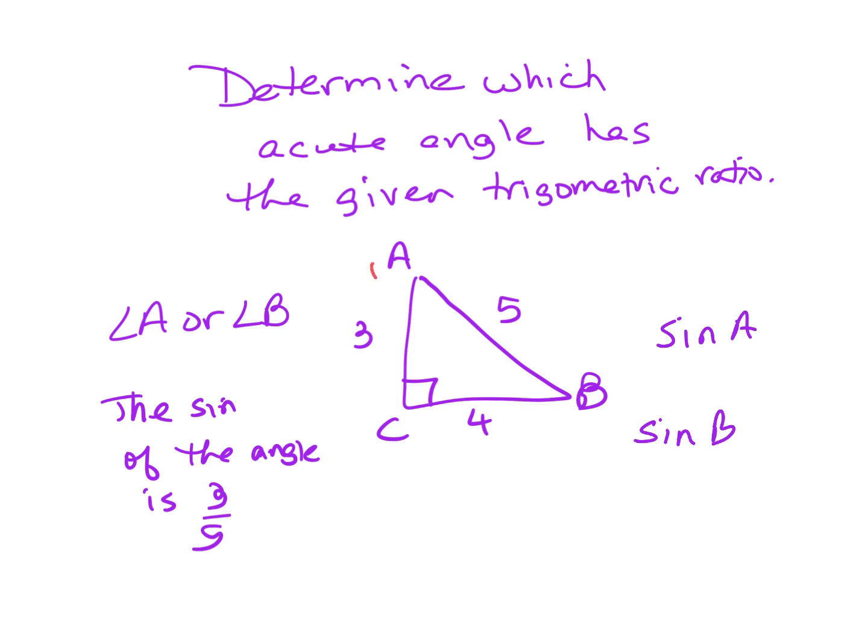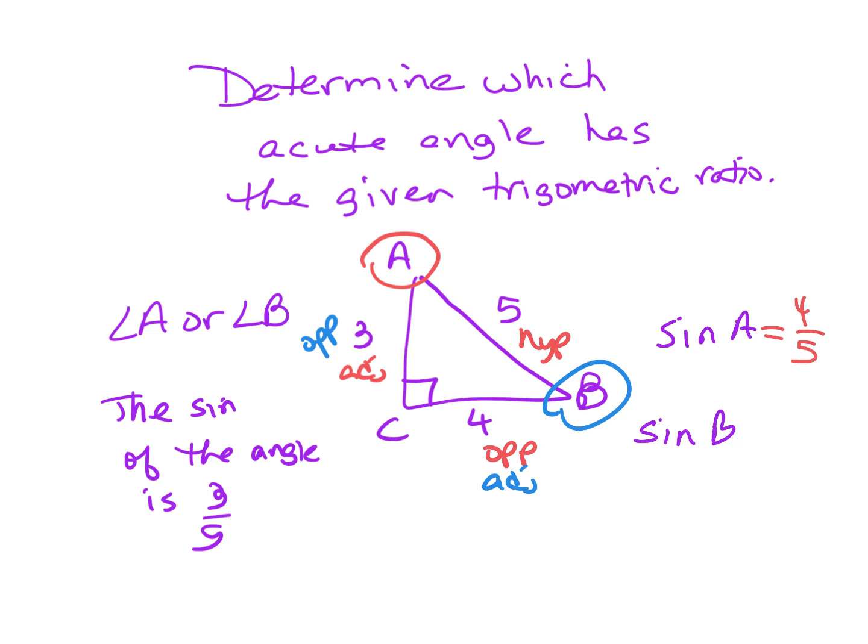So if I label my picture based off of A, this is opposite, adjacent, hypotenuse. If I do sine of A, this is going to be opposite over hypotenuse. That's not 3/5. Let's double check sine of B. So now this is opposite. This is now adjacent when I'm talking about B, and still the hypotenuse. So now opposite over hypotenuse, there's the magic ratio. So this answer is angle B. So you just have to do both and then figure out which one gives you the answer.